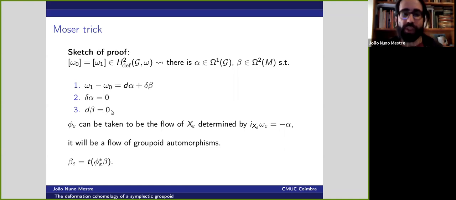So for example, if we knew a priori, and I think maybe I'm mistaken, but I think this is more or less what's in PMCT, if we knew a priori that beta could be taken to be 0, then we would just have a usual Moser argument. So this would be 0.